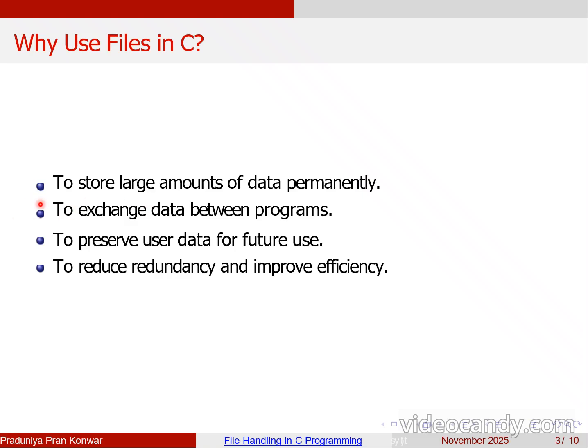Number two, to exchange data between programs. To exchange data between programs, we need to store the data elsewhere permanently, and then we can exchange it to another program. And number three, to preserve user data for future use. Files help us preserve the data and prevent rewriting the data again, so that we can use data more efficiently.